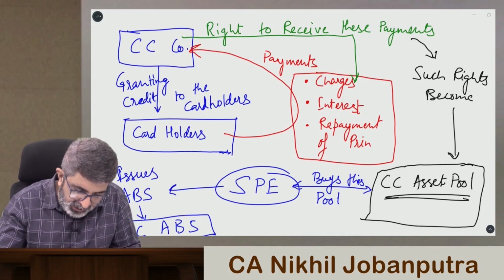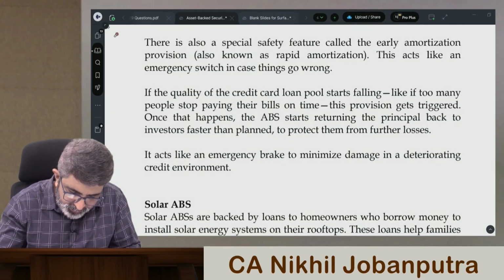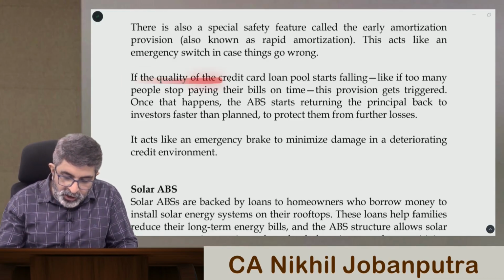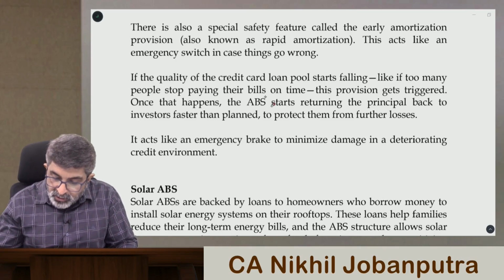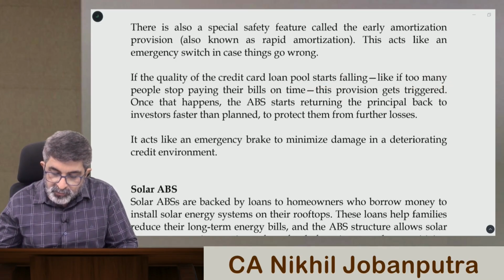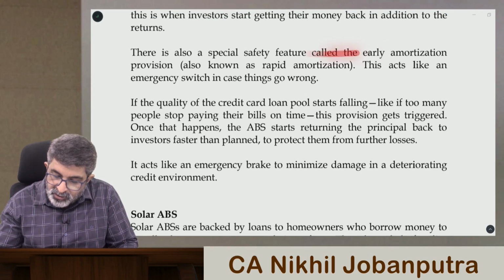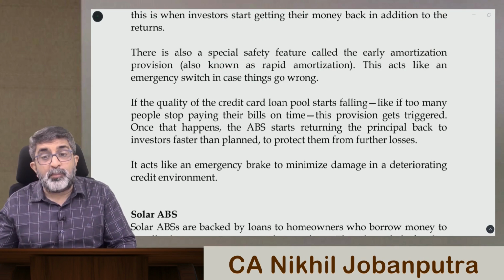But if I now get back to your notes, what we were reading: the quality of the credit card pool starts falling. So if that happens, like if too many people stop paying, then a provision gets triggered. Which provision gets triggered? Something called early amortization, also known as rapid amortization.